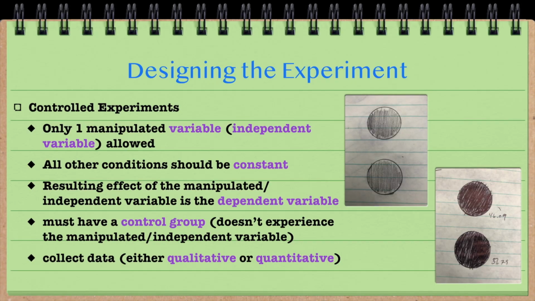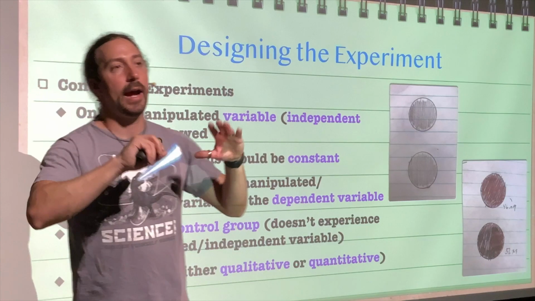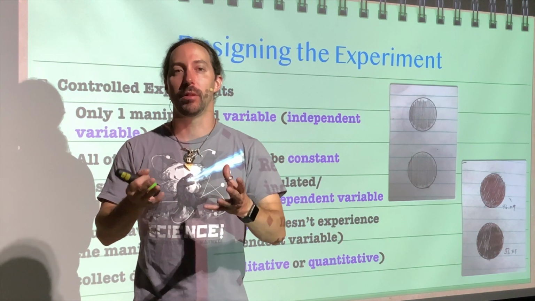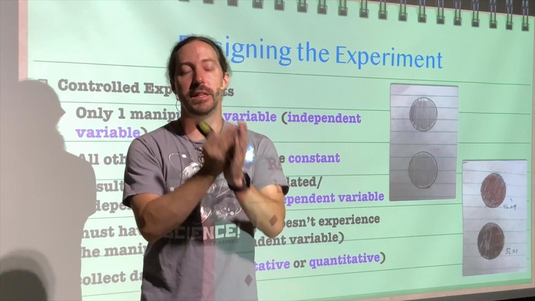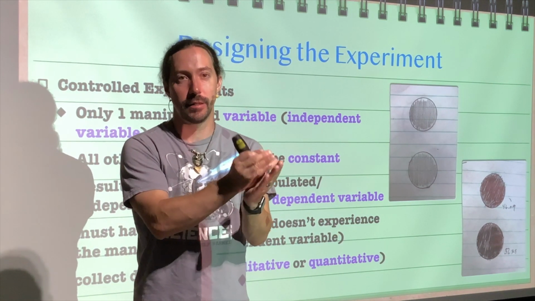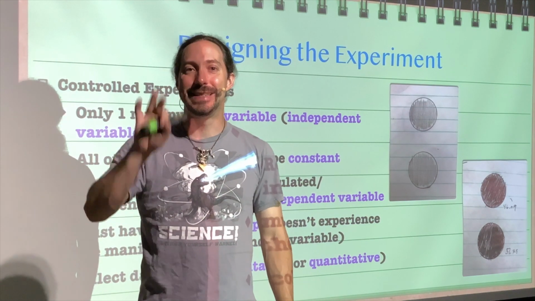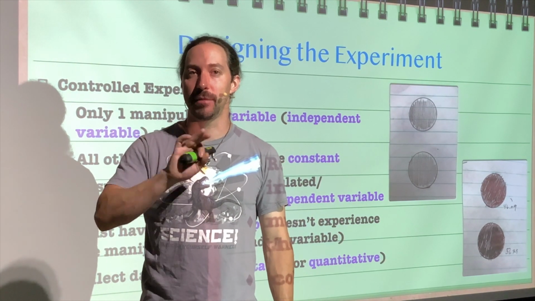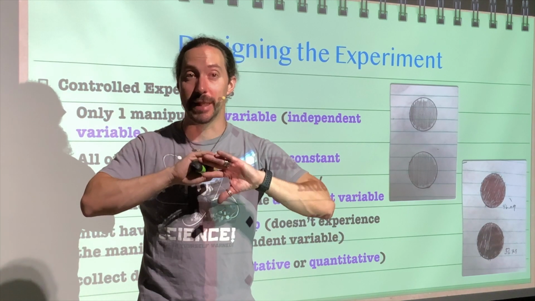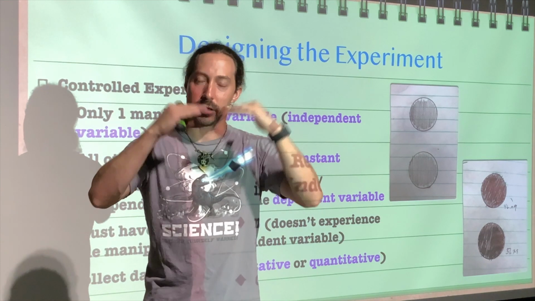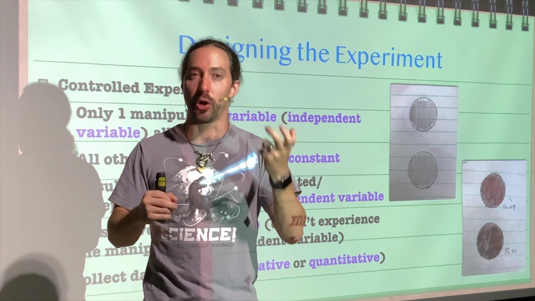Then you have to have a control group. The control group is what you are going to compare your experimental group against. And control groups never experience the independent variable. So whatever condition you are adding for the experimental group, you have to make sure that the control group doesn't experience that same thing. But everything else has to be exactly the same. Otherwise, again, you cannot compare them because something else might have caused a change.